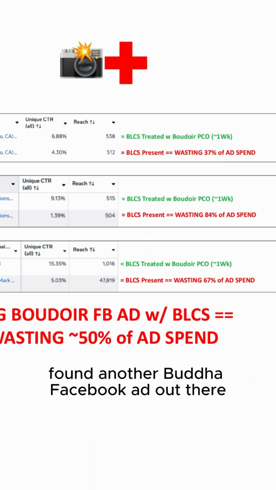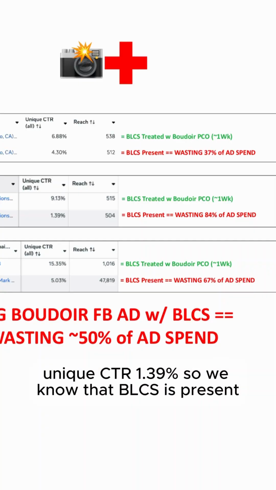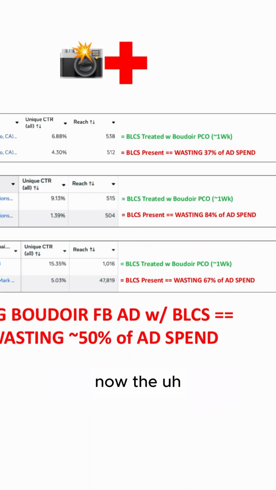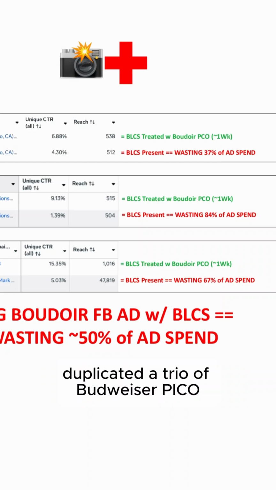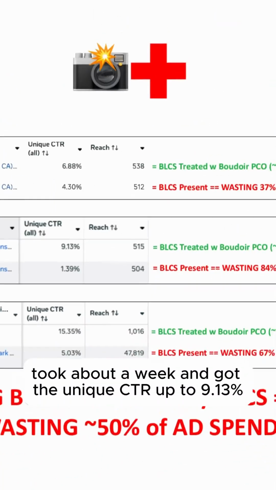Second part of my residency, found another Boudoir Facebook ad out there. Unique CTR 1.39%. So we know that BLCS is present. Unique CTR under 6%, we know that BLCS is present. Now we duplicated, treated with Boudoir Pico, took about a week and got the unique CTR up to 9.13%.